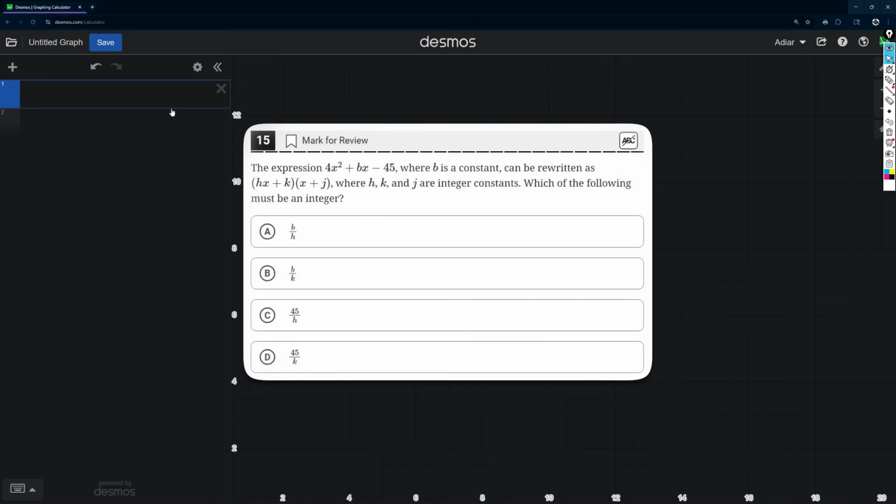This question says the expression 4x squared plus bx minus 45, where b is a constant, can be rewritten as (hx plus k) times (x plus j), where h, k, and j are integer constants. Which of the following must be an integer?